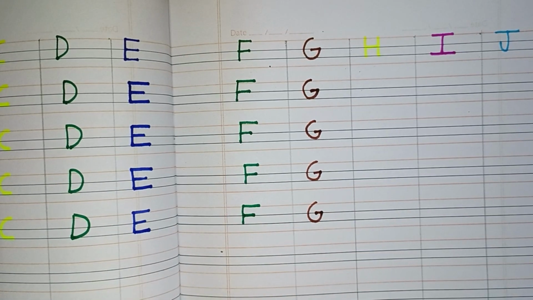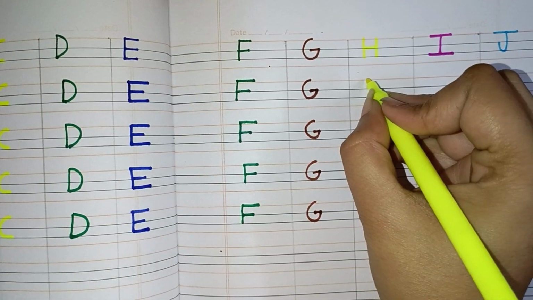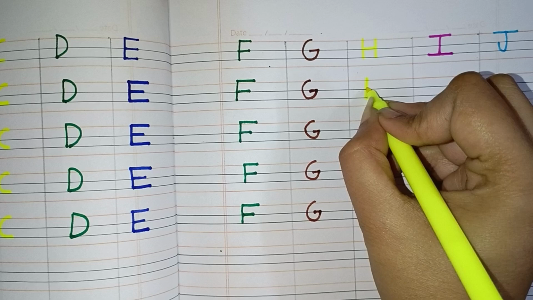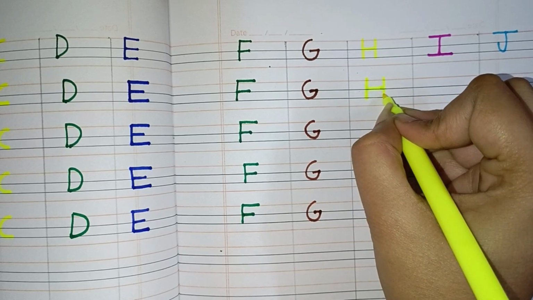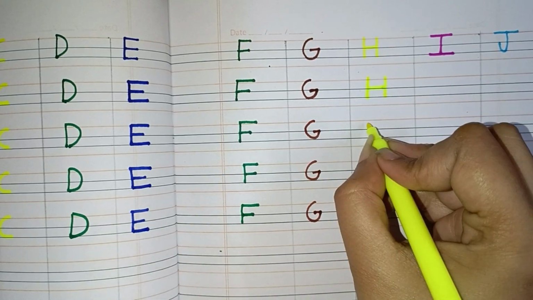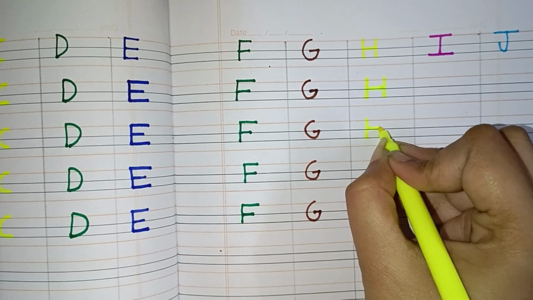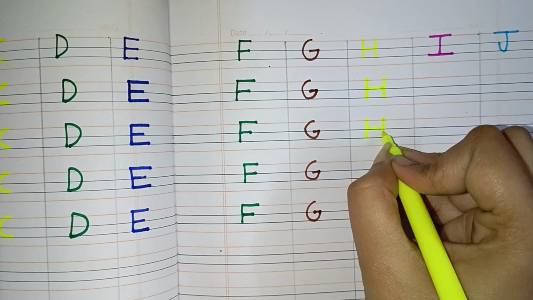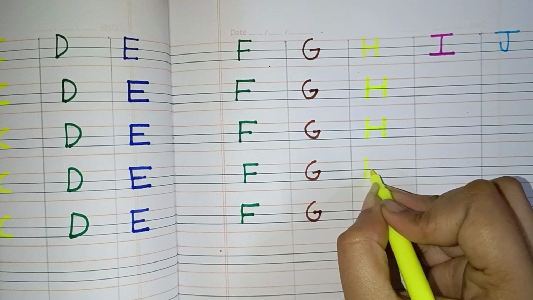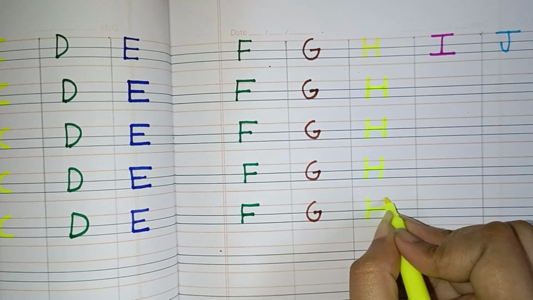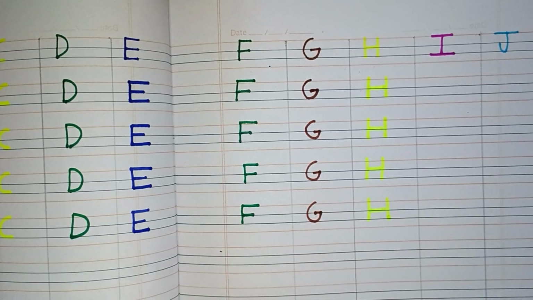After G, we will teach them to write letter H. They have to draw a standing line, a sleeping line, and again a standing line. This makes letter H.